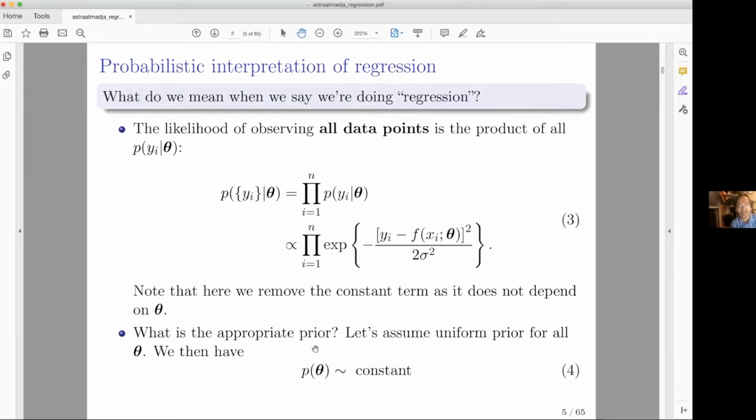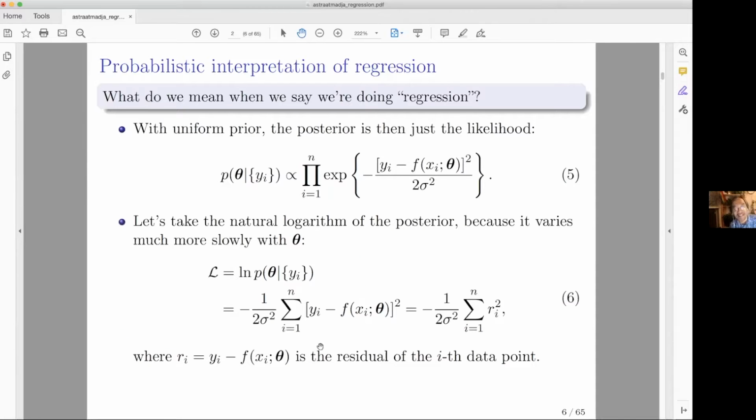That should be okay for now. We'll discuss later why it's not okay. But for now, let's use the uniform prior. If you use a uniform prior, then the posterior is just the likelihood. And same as before, we take the log of the posterior. You can see the expression here. It's basically just a least squares minimization.